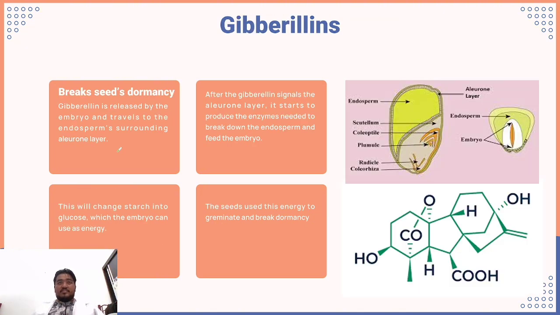Now let's talk about gibberellins. The main purpose of these hormones is to break seed dormancy. Gibberellin is released by the embryo and travels to the endosperm surrounding the aleurone layer right around this area. After the gibberellin signals the aleurone layer, it starts to produce the enzymes needed to break down the endosperm and feed the embryo. This would change the starch into glucose, which the embryo can use as energy to germinate and break dormancy.